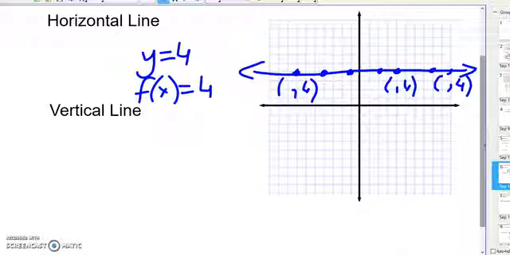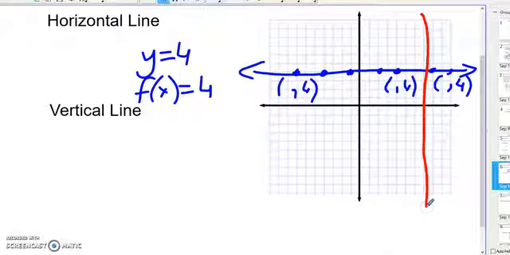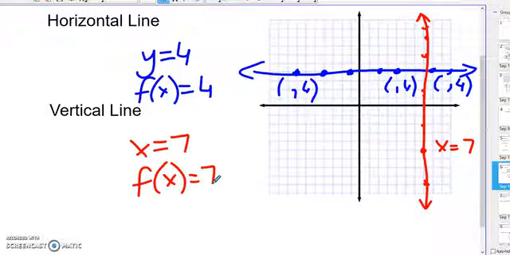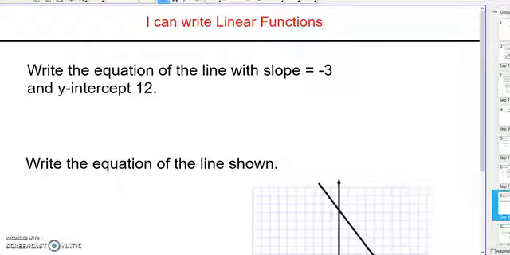Now what about vertical lines? So vertical lines, the slope of those is undefined, and let's take an example of one here. So this one is 7. So x equals 7, and you'll notice that no matter where I am on this line, x is always equal to 7. Let's get into the examples.